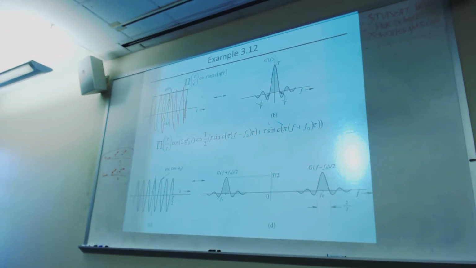At the time that g of t is 1, we get 1. But at the time that g of t is negative 1, we get negative 1. So again, as I mentioned, it's the envelope that we have, g of t and minus g of t. Now what happens to the frequency is that we shift this to the left and to the right, and then divide it by 2. So therefore, this is the spectrum of g of t times cosine.